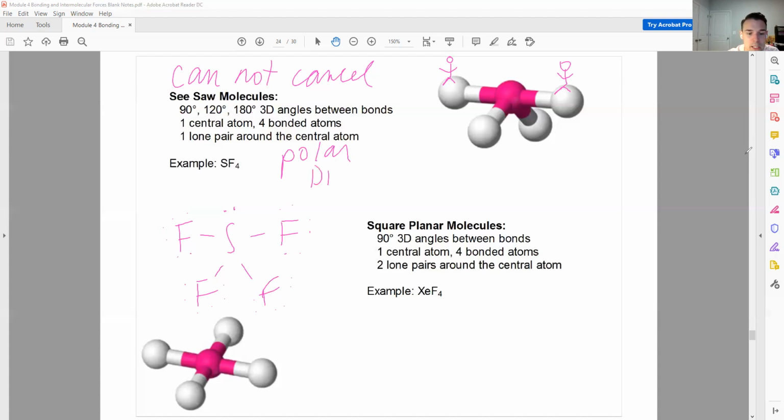It's going to have dipole-dipole for sure because it's a polar molecule. And it's also going to have London dispersion forces because everything has London dispersion forces. This thing will not have hydrogen bonding because there's no hydrogen in it.